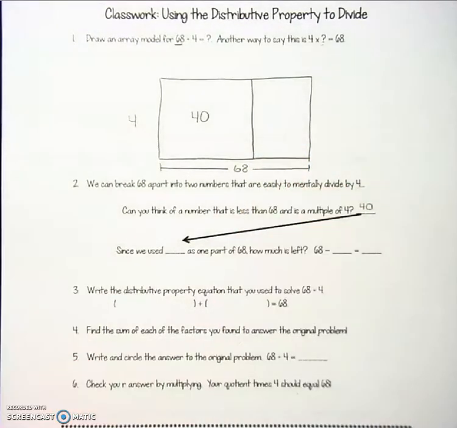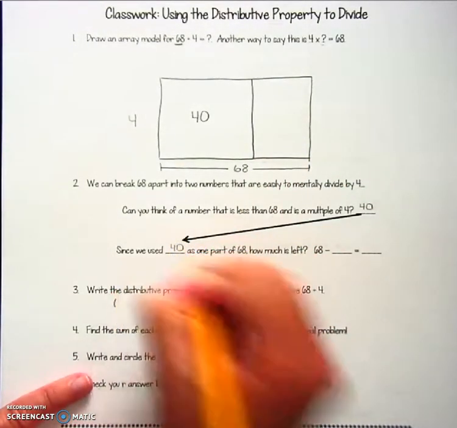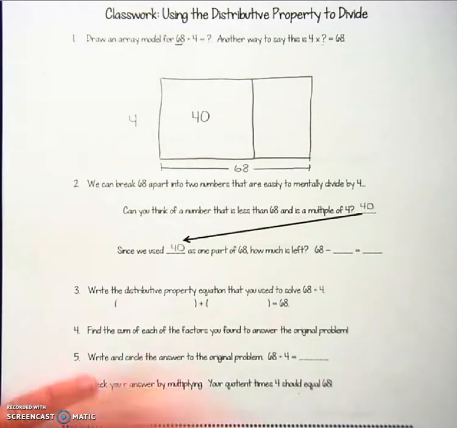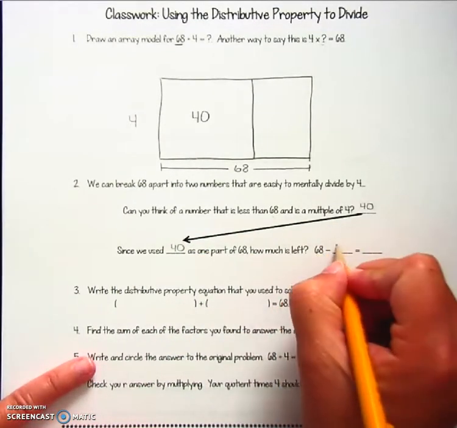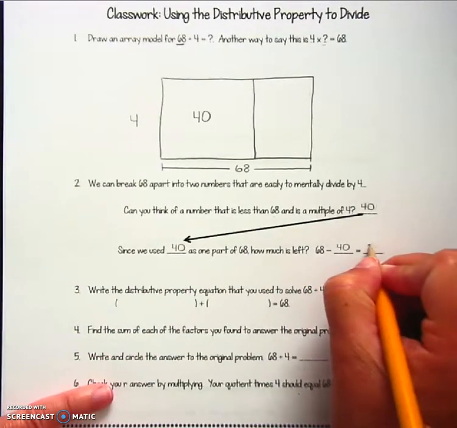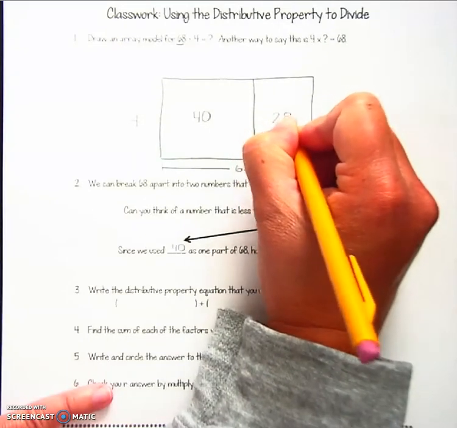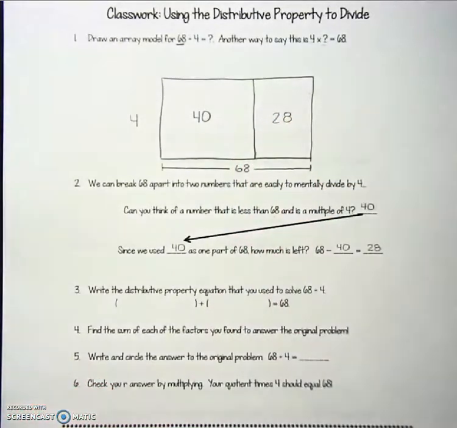So now I have to figure out what's left on the right. Since we used 40 as our first part, we can figure out how much is left by taking 68 minus 40. 68 minus 40 is 28. So that tells me that this section on the right has 28 pieces in it.